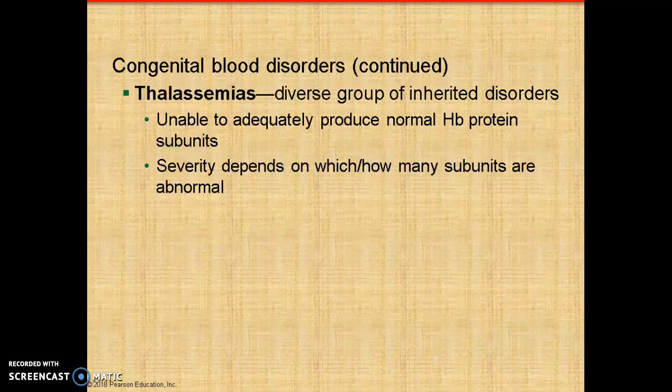And a thalassemia is a type of anemia found in Middle Eastern people, and they're unable to produce normal hemoglobin protein subunits. So it can be mild or severe depending on how many subunits are abnormal.